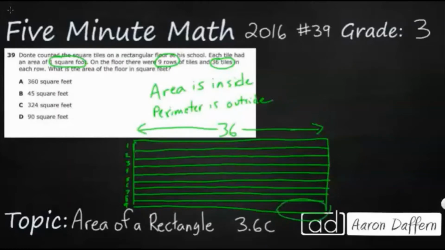What if we did this? Rather than simply drawing 36 tiles in each, let's just put the number 36. All I need to know is that there's 36 in each row. If I can imagine that I'm laying over 36 tiles, well, what we can do here is we can just say there are 9 sets of 36.